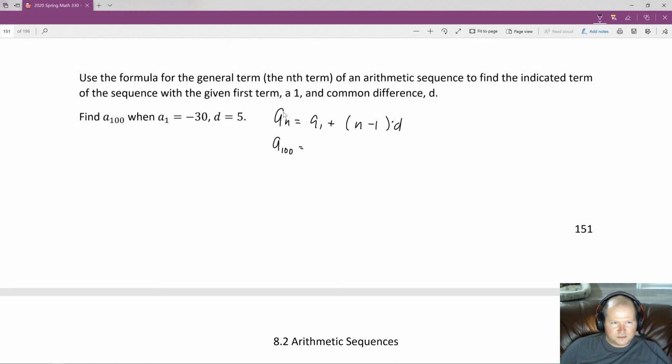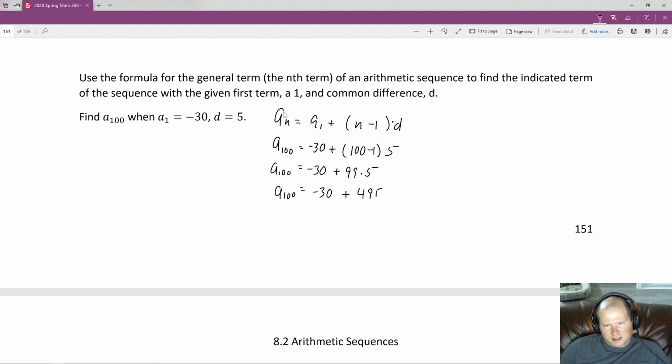So we're going to take the first term, which is -30. We are going to add 100 minus 1 terms, multiplied by 5. Okay, so we keep the negative 30, plus 100 minus 1 is 99 times 5. Then we say 99 times 5 is 495. And then we say negative 30 plus 495 is 465.